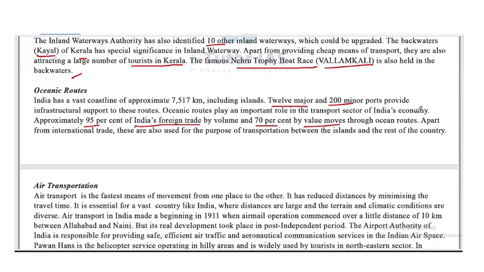Apart from international trade, these routes are also used for transportation between the islands and the rest of the country. Next one is air transportation.